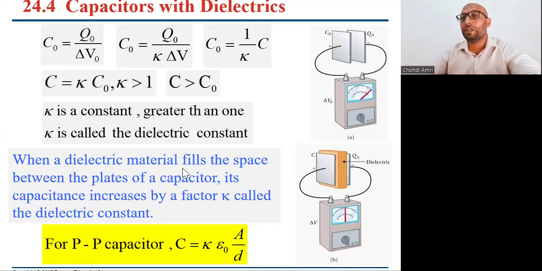When a dielectric material fills the space between the plates of the capacitor, its capacitance increases by a factor of kappa, called the dielectric constant. So for the two parallel plate capacitor, this is the capacitance C naught, as you know, epsilon naught A over D. It's going to be multiplied by kappa after the dielectric, which gives the capacitance of the capacitor after the dielectric, which is increasing compared to C naught.